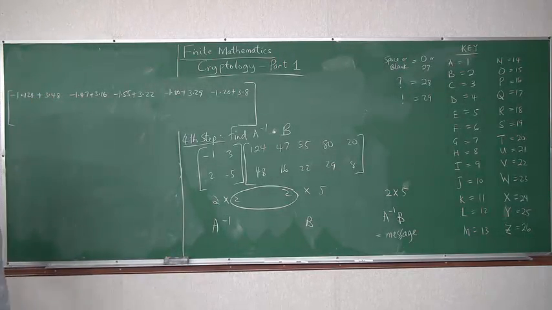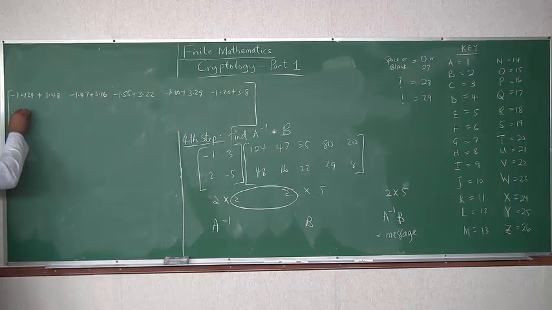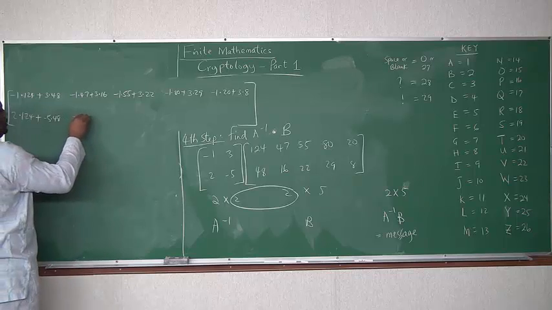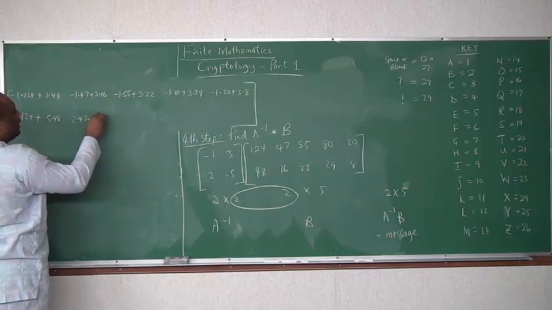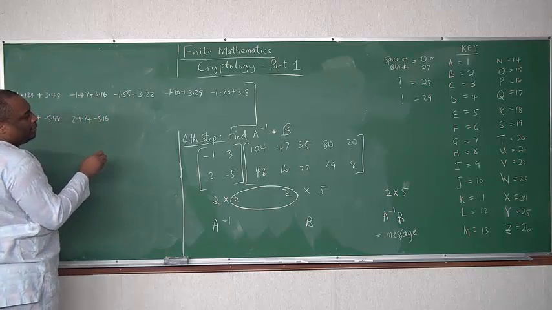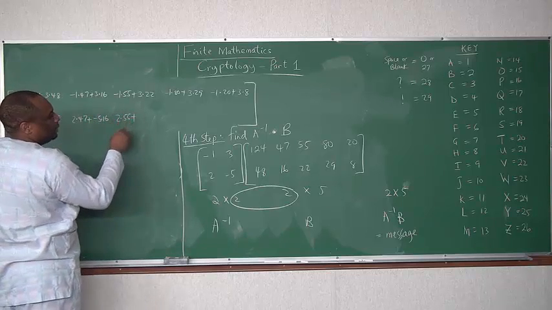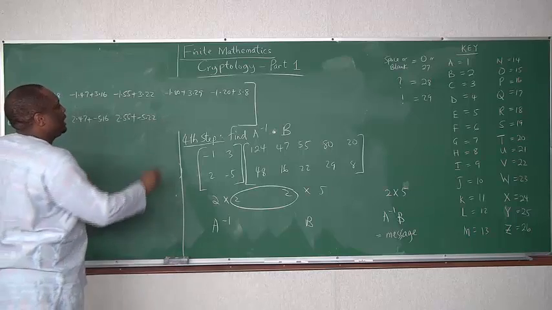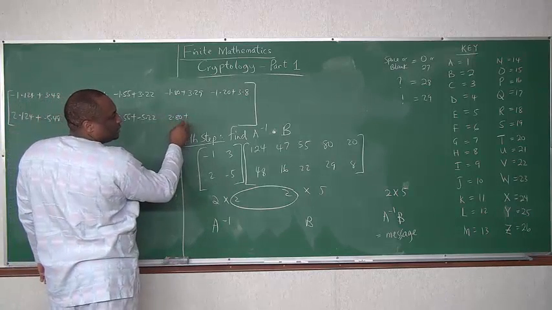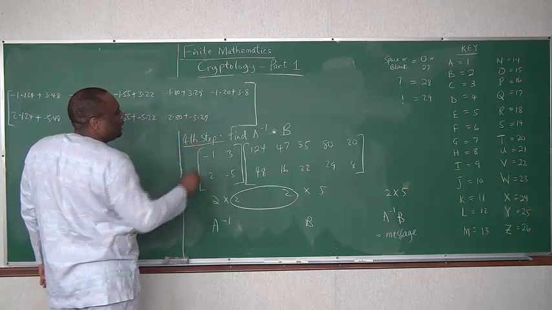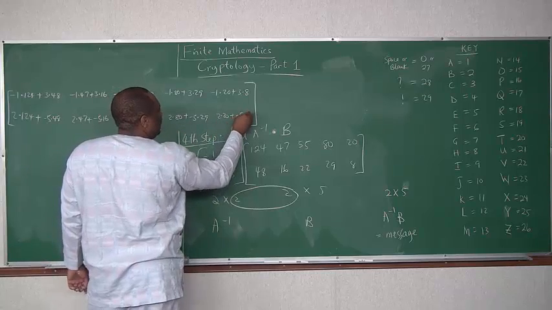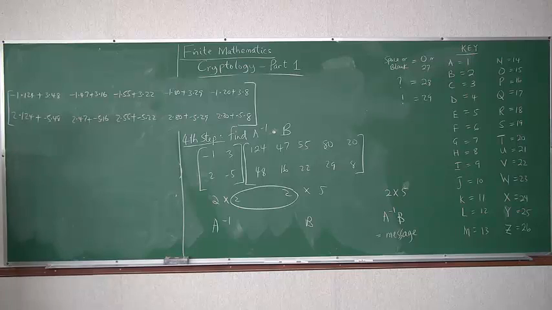Right? Then the second row, we have 2 times 124, row by column, plus negative 5 times 48. Then we have 2 times 47, plus negative 5 times 16. Then we have 2 times 55, plus negative 5 times 22. Then we have 2 times 80, plus negative 5 times 29. Then we have 2 times 20 plus negative 5 times 8.